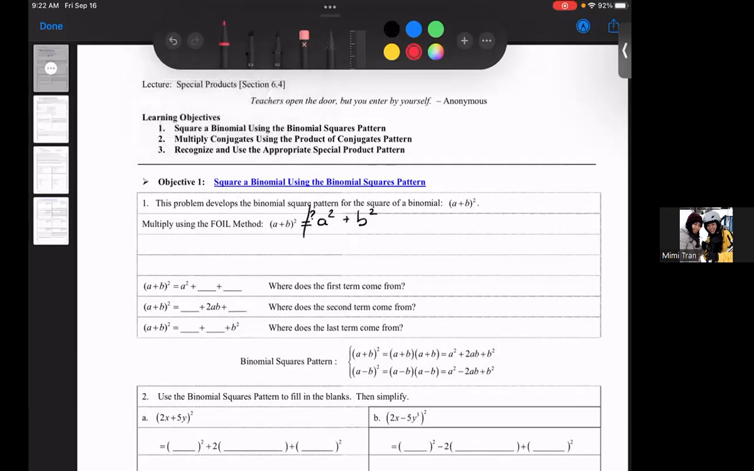What we're gonna do, the right way to do this, is you write it out twice. It's kind of like x squared, right? X times x. So (A+B) squared will be (A+B) times (A+B). And then you FOIL it. A times A is A squared. A times B is AB.